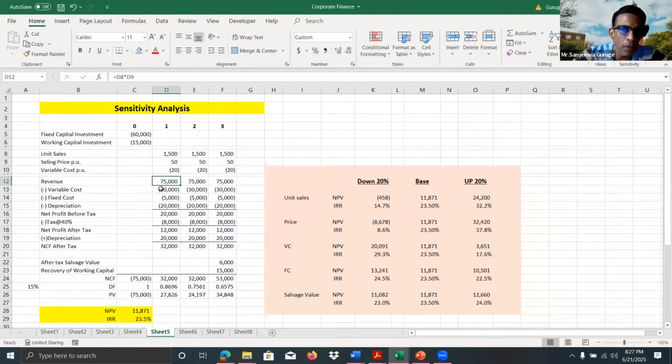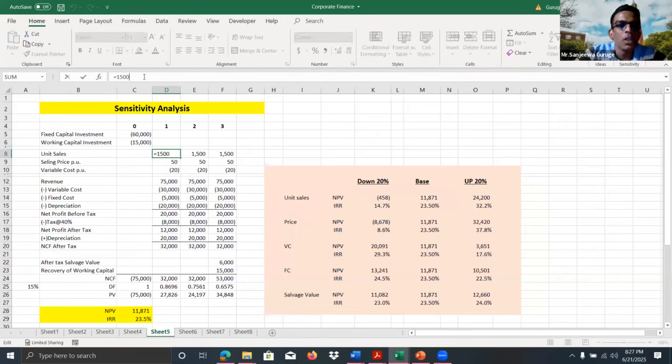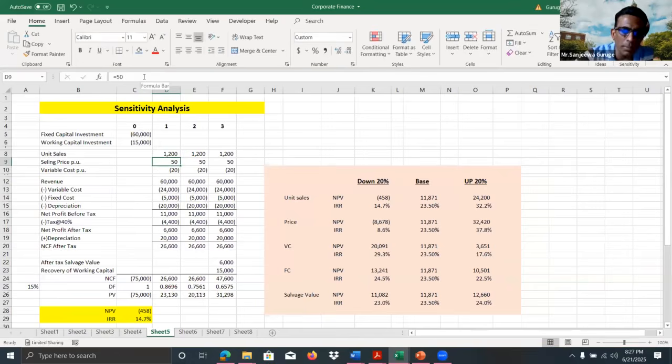Revenue will change, variable cost will change, profit before tax and after tax will change, everything will change. We can't do this manually, so we need to use a simple Excel sheet. If unit sales decrease by 20%, we have to change only one cell, multiplying it by 0.8, 80%, and everything will be adjusted.